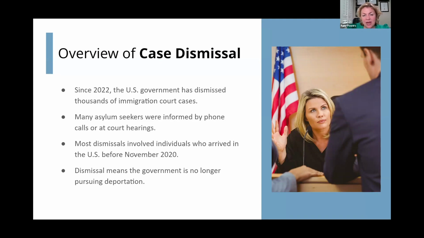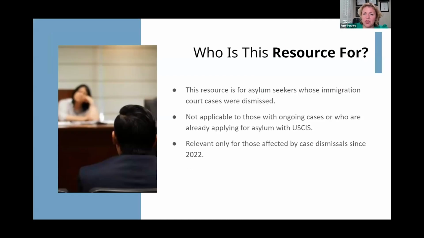Now, generally what happens is by getting a notice to appear, it's summoning you and putting you under jurisdiction of immigration court. And if the case gets dismissed, other times we use the word terminate, but they can mean a little bit differently, then that means that you are no longer in immigration court.